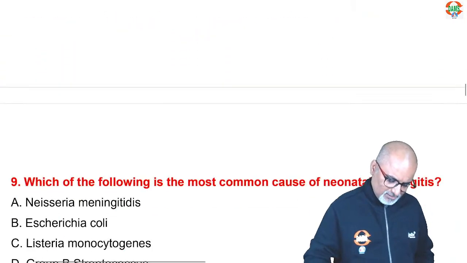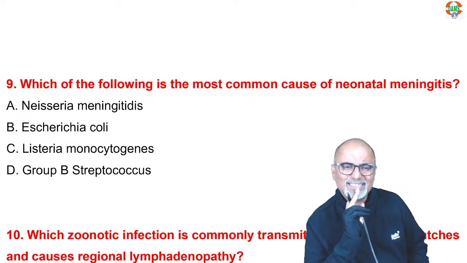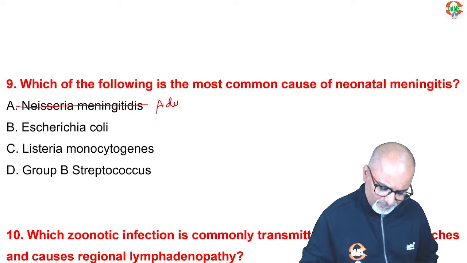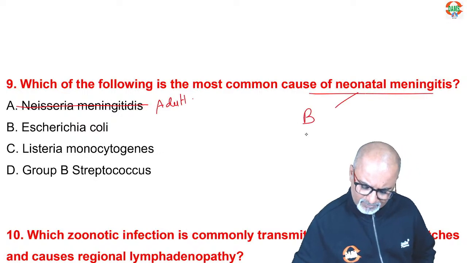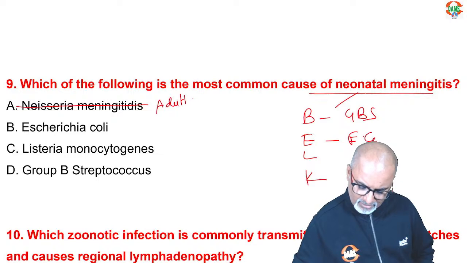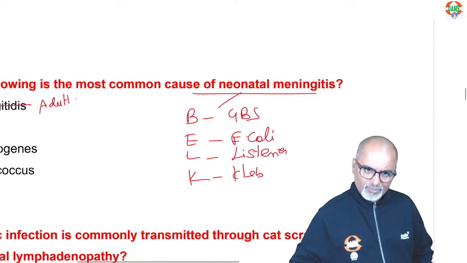Next is, which of the following is the most common cause of neonatal meningitis? Neonatal meningitis is caused by BELK, not Neisseria. Neisseria causes it in adults. For neonatal, the mnemonic is BELK: Group B streptococcus most common, E. coli, next is Listeria, and Klebsiella pneumoniae.